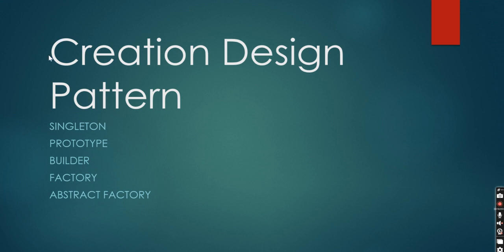Design pattern is basically used to resolve the common problems that we are facing, and for a common problem there is an appropriate solution defined by some developers. So we are using design pattern for that. In creational design pattern, basically we have 5 design patterns: singleton, prototype, builder, factory, and abstract factory.